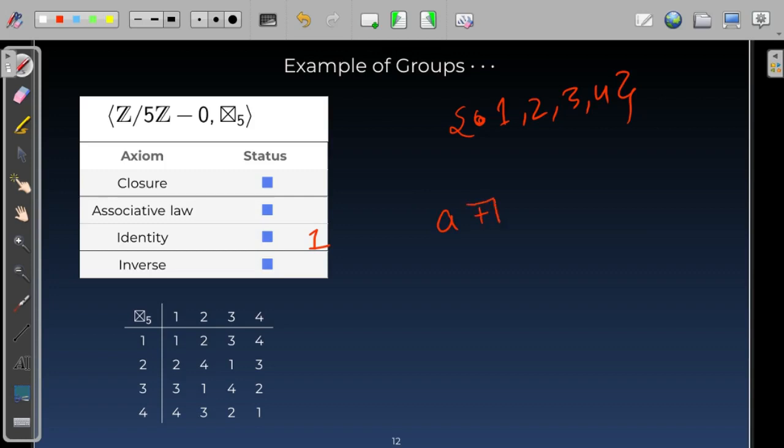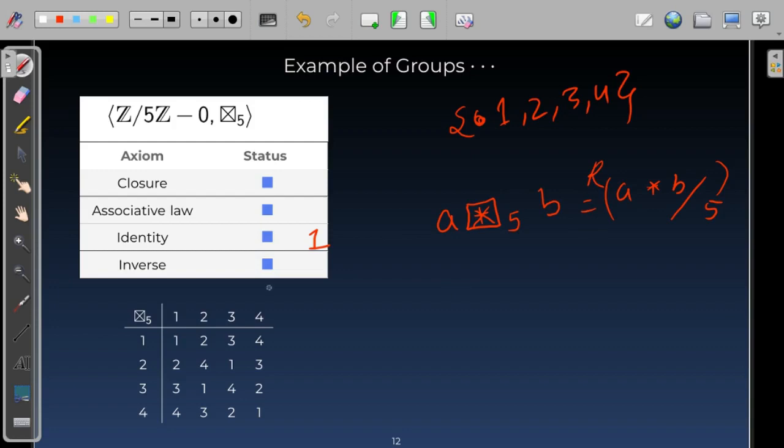So what is modulo 5 multiplication? A times 5 B is actually equal to A multiplied by B and then divided by 5, and whatever the remainder is, that remainder r is the result.